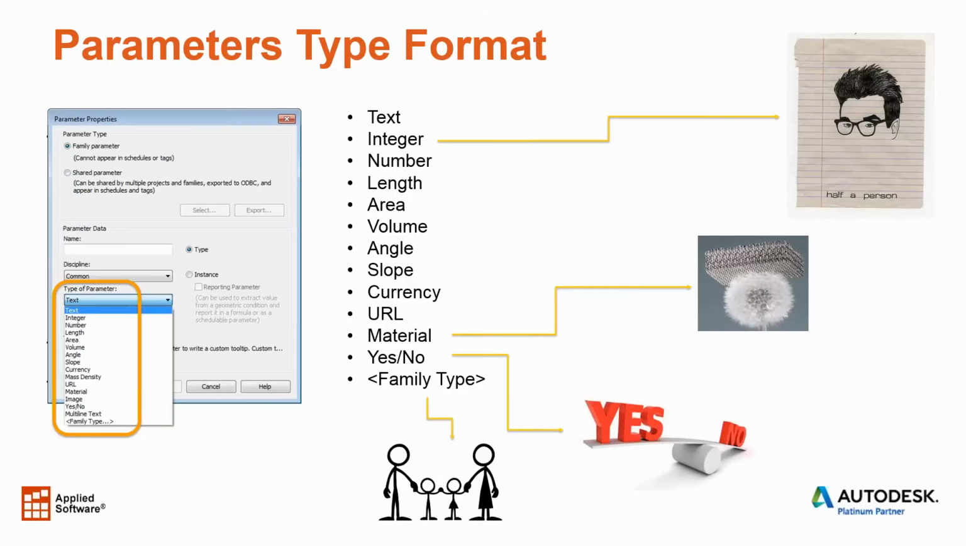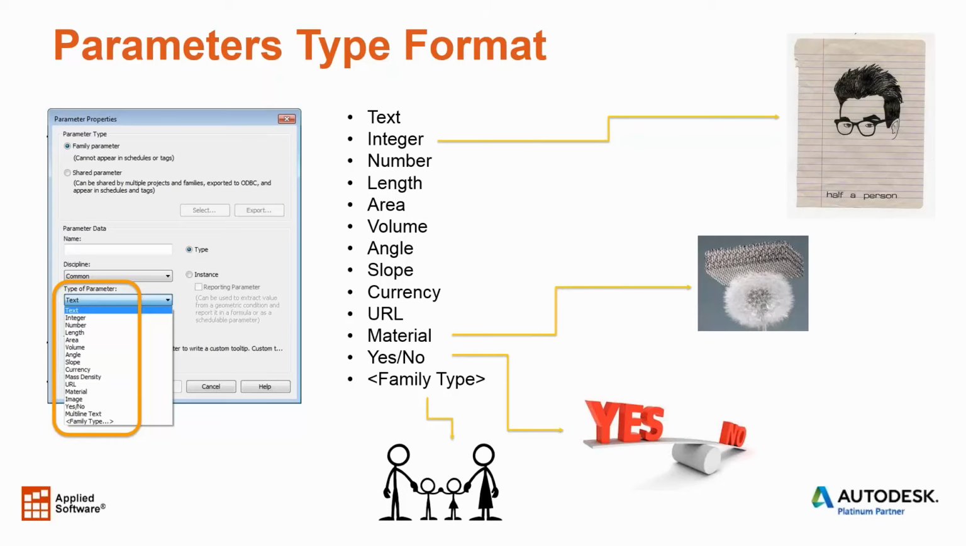So every parameter in Revit will have to be assigned a type, such as text, integer, number, length, area, volume, angle, slope, currency, URL, material, yes and no, and family type. So to keep this entertaining and not so dry, I wanted you to pay attention to the ones that are indicated with these arrows. So the integer type parameter is a whole number.